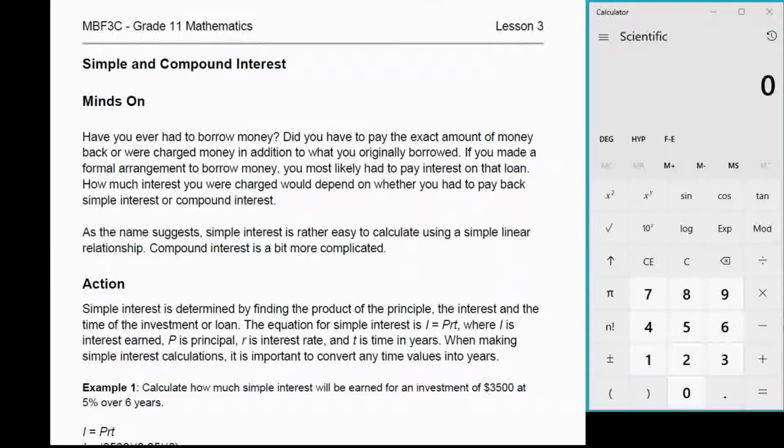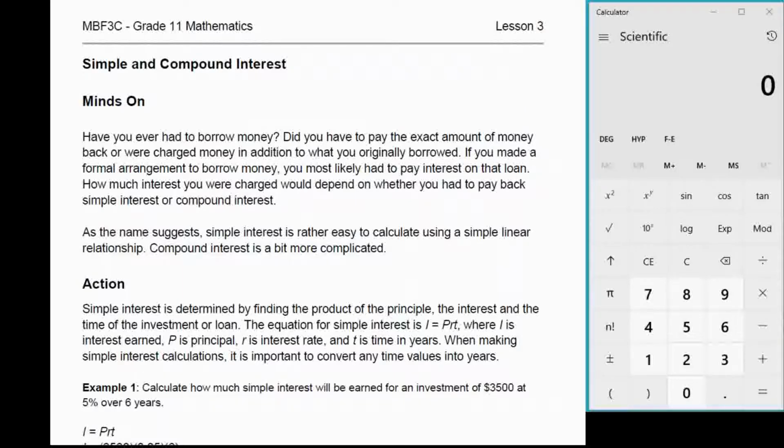So the next lesson is on simple and compound interest. We've talked about the exponent laws and exponential relations. What we're going to look at now is how we apply exponential relations to financial math, so mainly borrowing and investing.